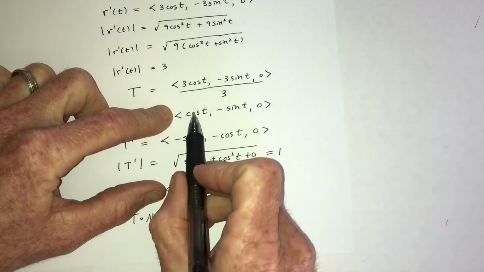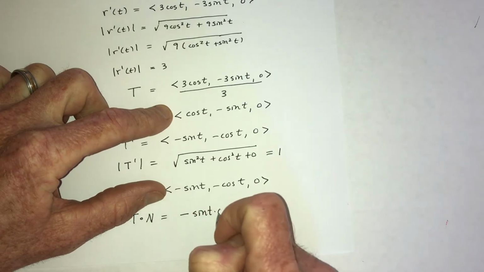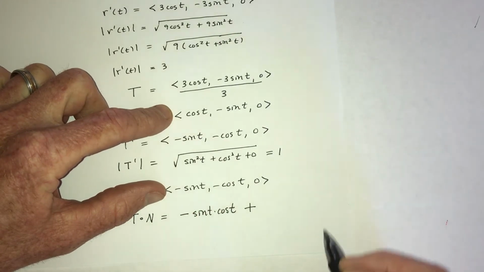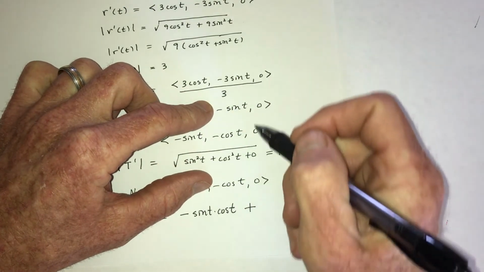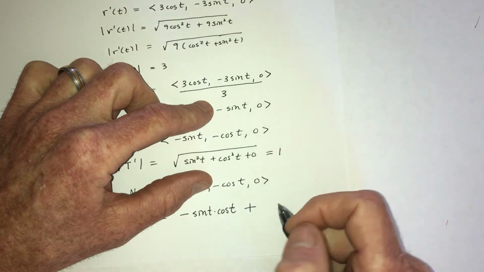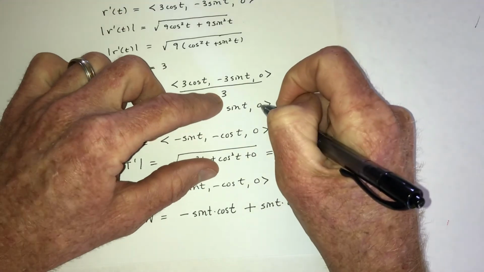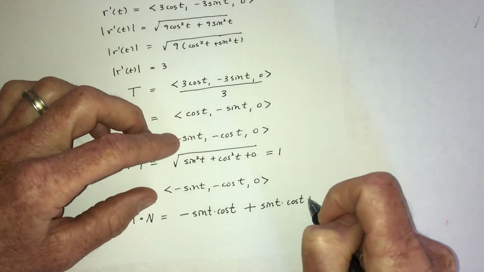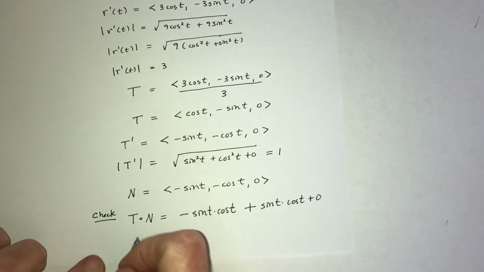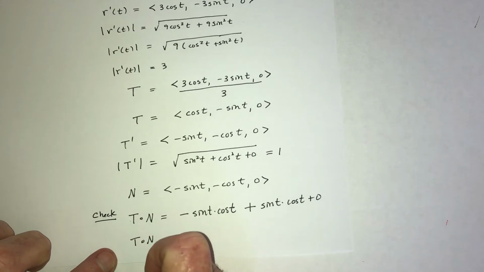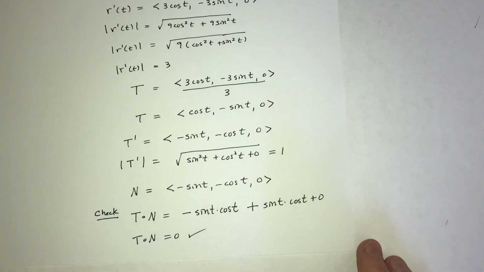When you take the dot product, it's going to be this times this, so that's negative sine t times cosine t, plus, now multiply these two, and it's going to be a negative times negative, so that'll be positive sine t times cosine t, and then 0 times 0. Well, this is positive sine cosine, this is negative sine cosine, so that means that the dot product equals 0, just like it was supposed to. They are perpendicular to each other.